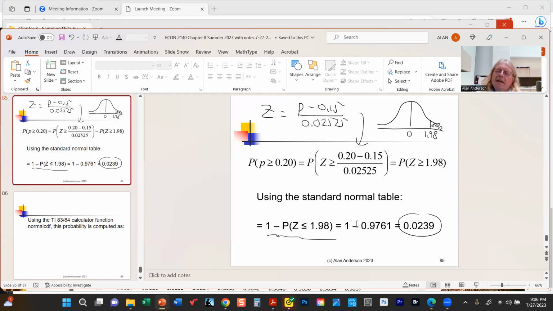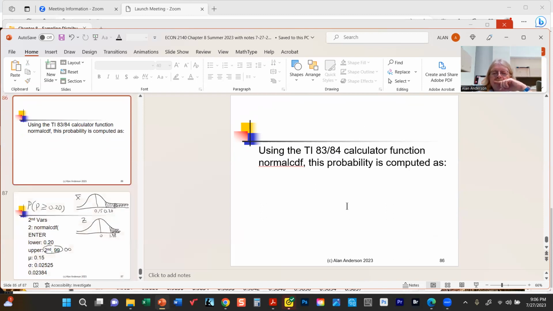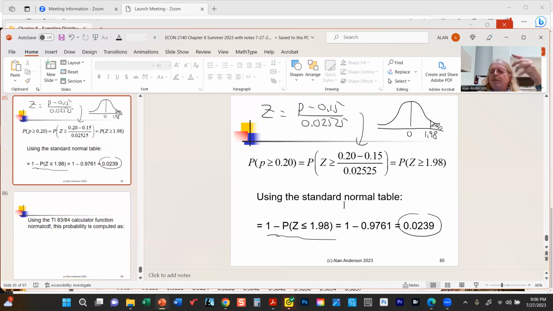Okay, so in other words, it's not likely that the proportion of retirees is that high in New York, given that the national average is 15%. Let's say that for some reason the government was going to send more money to New York State if that was true, but it doesn't look like it's very likely.